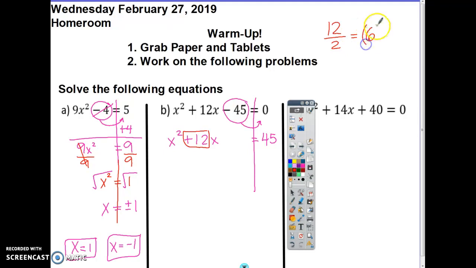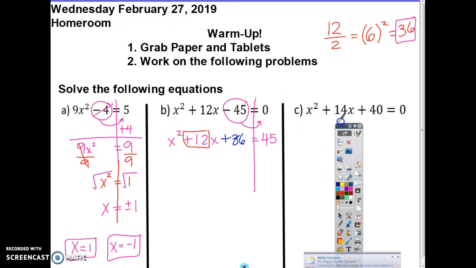And then you're going to take that number and you're going to square it. What do you get? What's 6 squared? 6 times 6? 36. This is the number that helps me complete my square here. So I would add 36 to both sides. Okay? So on today's assignment, they will ask you to complete the square. What is the number here that completes the square? So again, you take this number, divide it by 2, and square it. And that completes the square.